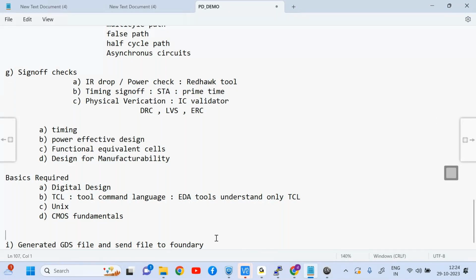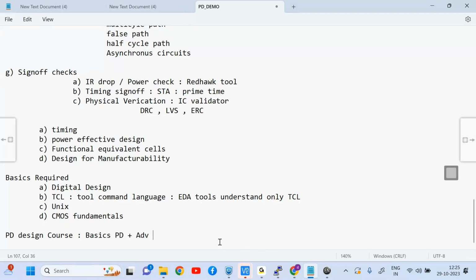For this reason, our entire physical design course is split into two parts. First is basics PD, plus advanced PD. Basics PD generally takes 2 months, and advanced PD is for 3 to 3.5 months.